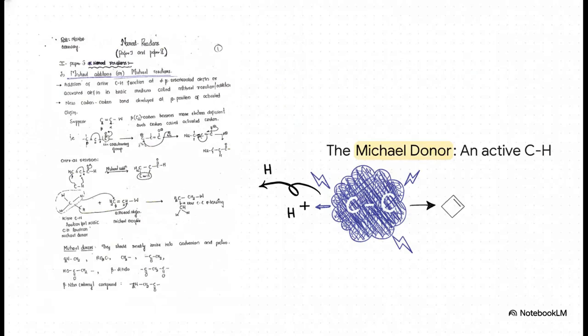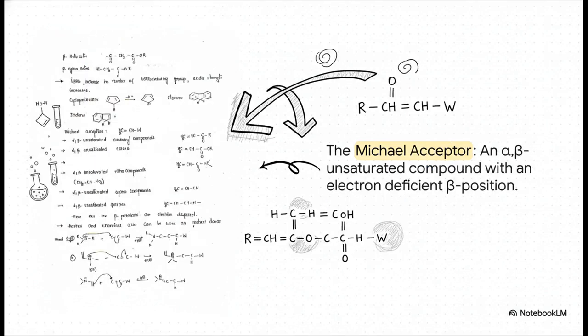All right, let's focus on the Michael donor first. The most important thing about it is something called an active CH group. Now, what does that mean? It's actually simple. It just means the hydrogen, the proton on that carbon, can be plucked off really easily by a base. And as soon as that proton is gone, what's left behind? The carbon now has a negative charge, and that makes it a super powerful bond-seeking attacker, what we call a nucleophile.